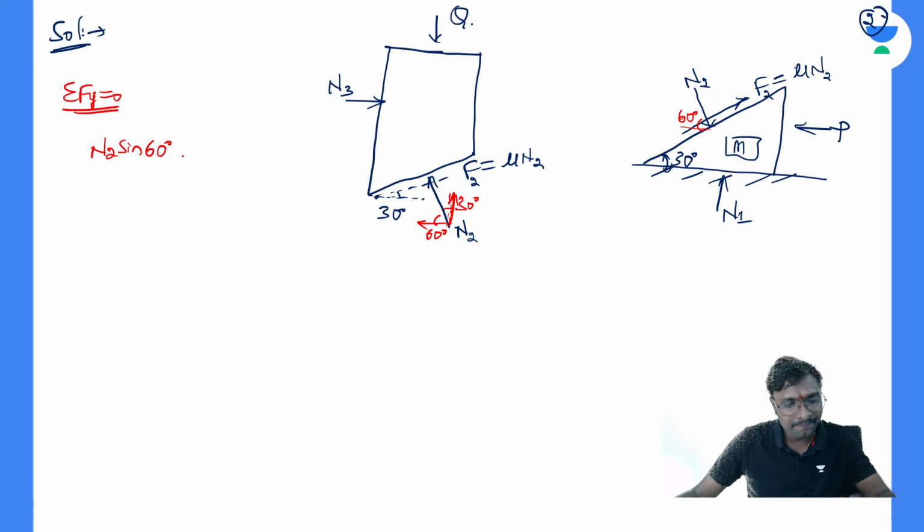N2 sin 60, and this friction is there. So what are the components of this friction? Here the friction is in the upward direction, which means here friction will be in the downward direction, yes or no? Here friction will be in the downward direction, right?